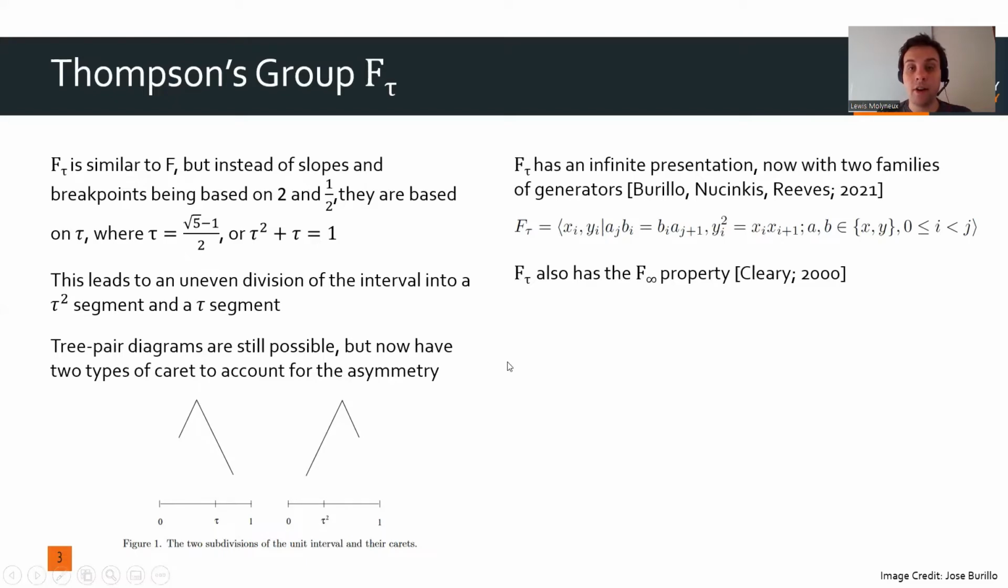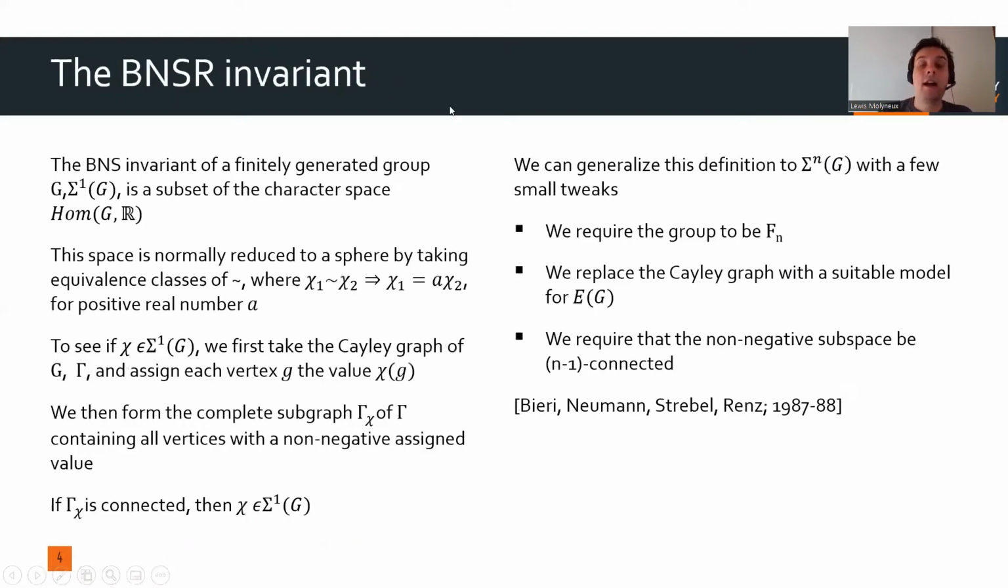So quick primer for BNSR invariants, or at least how they're defined. They are a subset of the character space for a group. So if we have a character space, a set of homomorphisms from the group to the real numbers, we're going to introduce an equivalence relation on that by saying that 2 characters are equivalent if you can multiply one of them by a real number to get to the other one, which just means that anything on a radial line out from the origin is the same under this equivalence class. So equivalence classes are therefore going to be a circle of equivalence classes around the origin.